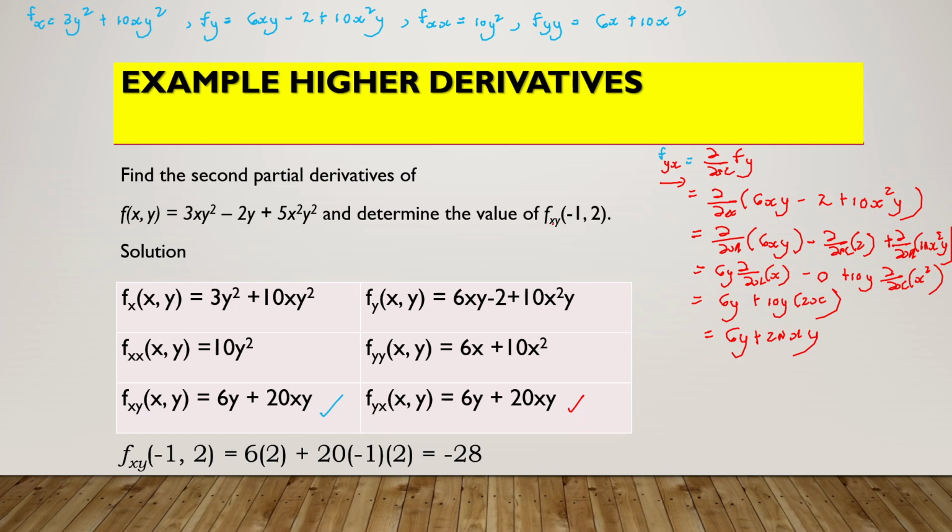Later on they want fxy at negative 1 and 2. So plug in x is negative 1, plug in y is 2, you evaluate it, you get the answer which is negative 28 here. So this is about the higher derivative. We went up to second order. If you want third order, similar thing.